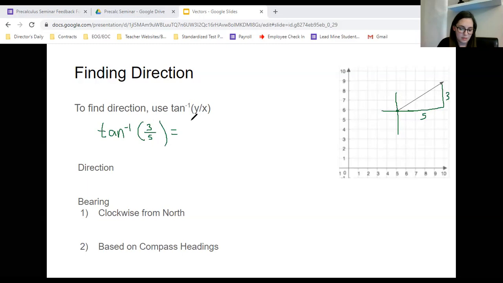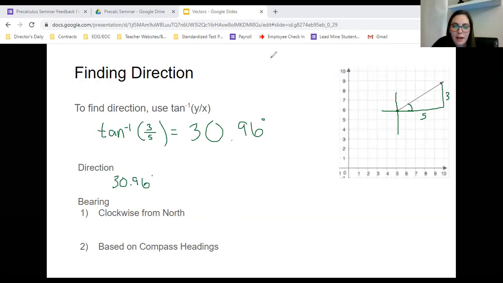Tangent inverse. You should get 30, we'll go to 2 decimal places. So 30.96 degrees, all right? So that would be the direction, is 30.96 degrees. And that's this angle right here.